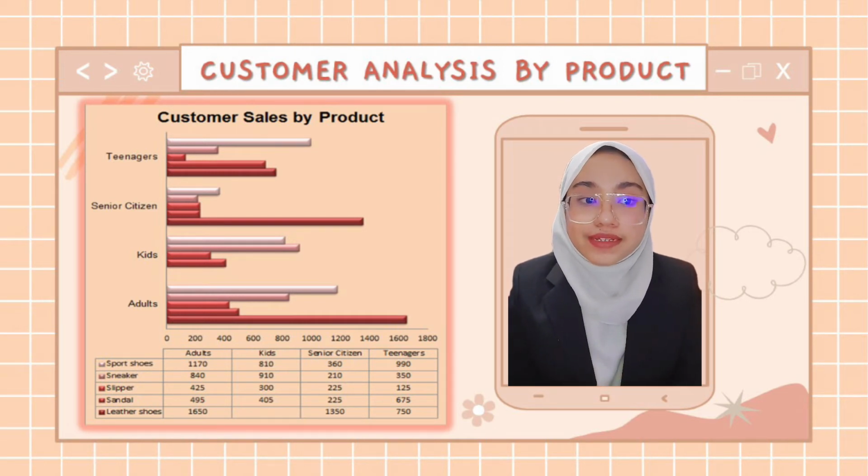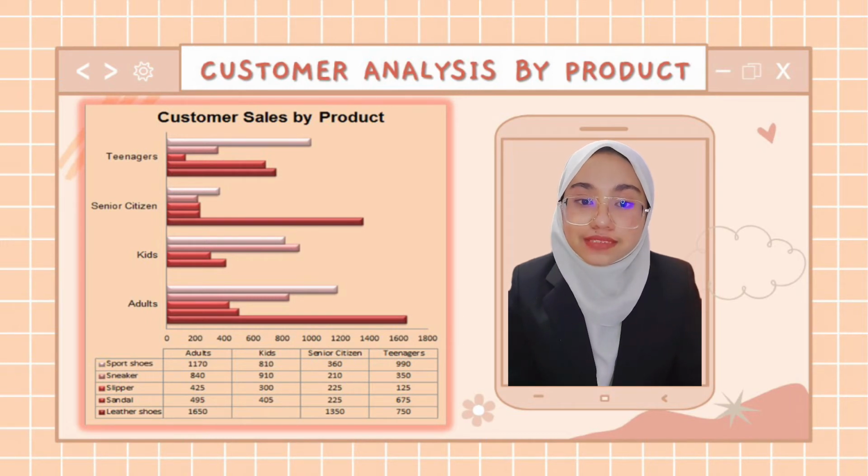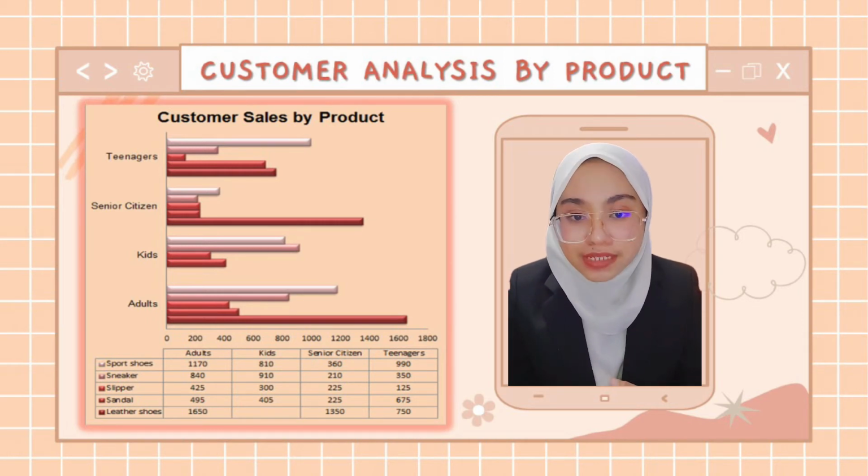So, we record the data of customer sales by product based on their age group, which we divide into 4 groups. First is senior citizen, second is adult, third is teenagers, fourth is the kids. Based on the bar chart that we made, the highest sales of the product was obtained by the adult group, with a total amount of 4,580 ringgit, and the lowest sales was obtained by the senior citizen group, with a total amount of 2,370 ringgit Malaysia.